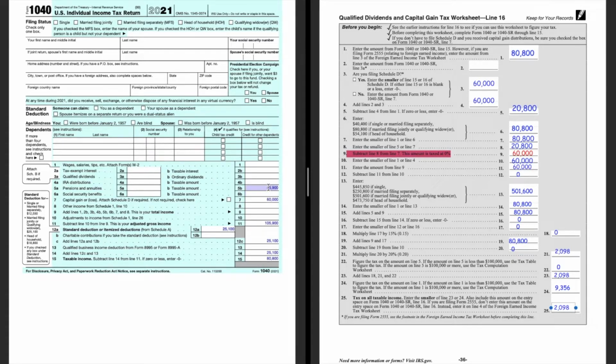You can see here is the 401k $45,900, long-term capital gain $60,000. You have an adjusted gross income of $105,900. Then you minus the standard deduction, which would give you $80,800. Then you transfer all the numbers here. Eventually, I want you to see what I highlighted here.